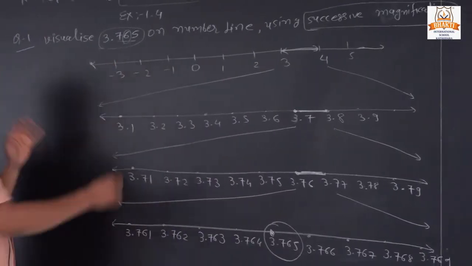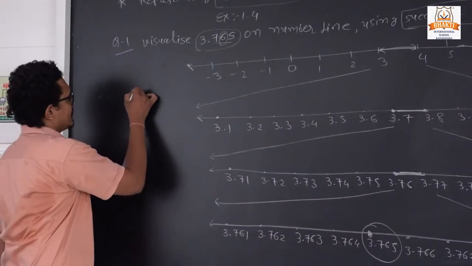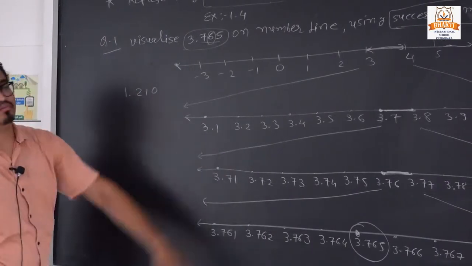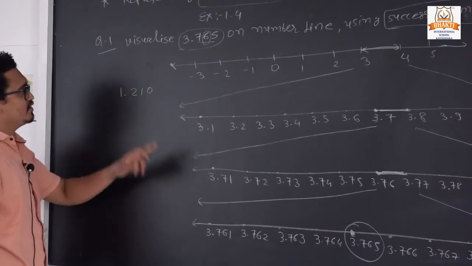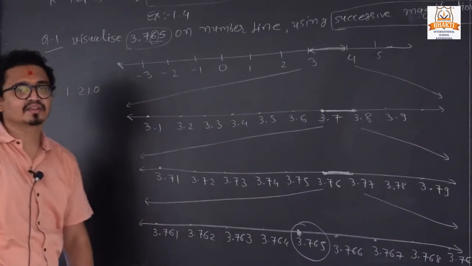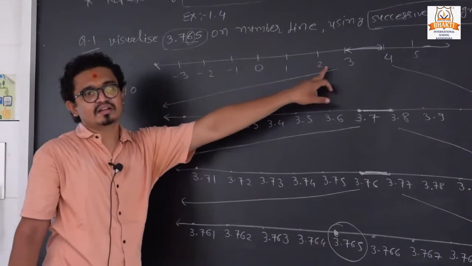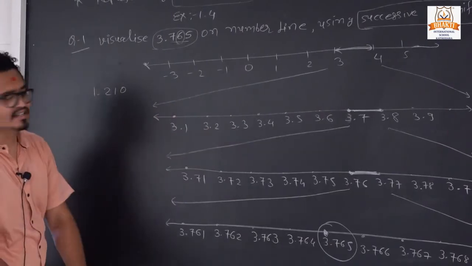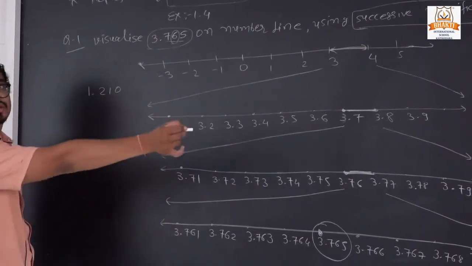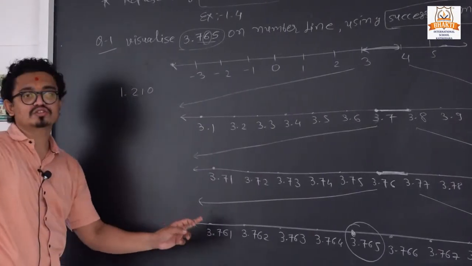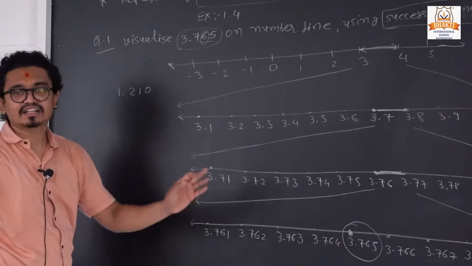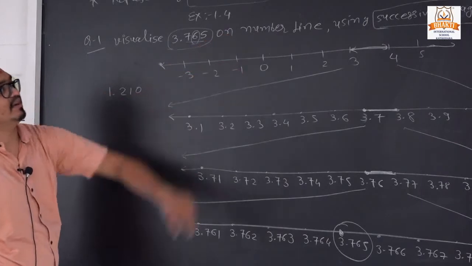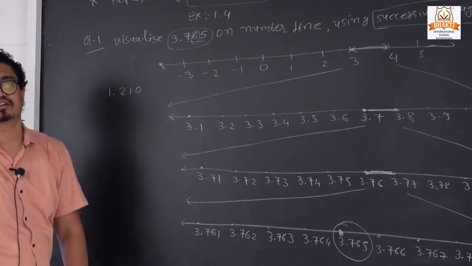So here if the digits change, suppose we take one more digit like 1.210, we will use the same method. First of all 1.2, so we can visualize 1 and 2, then 1.1, 1.2, 1.3 like that, then 1.21, 22, 23 like that, and finally we have 1.210, 211 like that. So we can represent any number on the number line by using that method. It is called the successive magnification method.